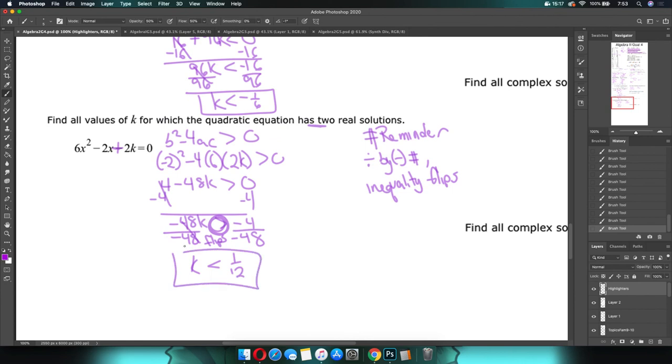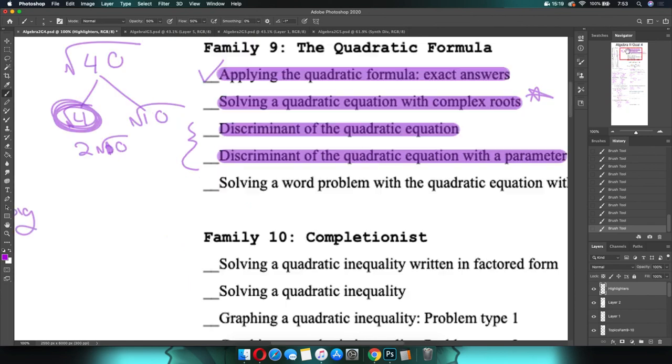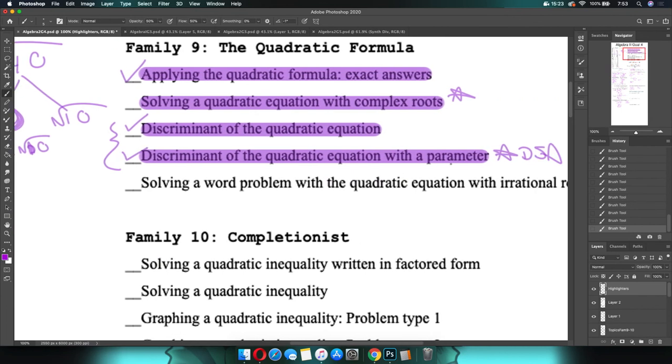All right, so that's 2 topics now that have been taken care of. We've done discriminant, and we've done discriminant with a parameter. And the one with a parameter, again, I emphasize, it's a DSA question. You want to be careful with it. Next one, solving a quadratic equation with complex roots.